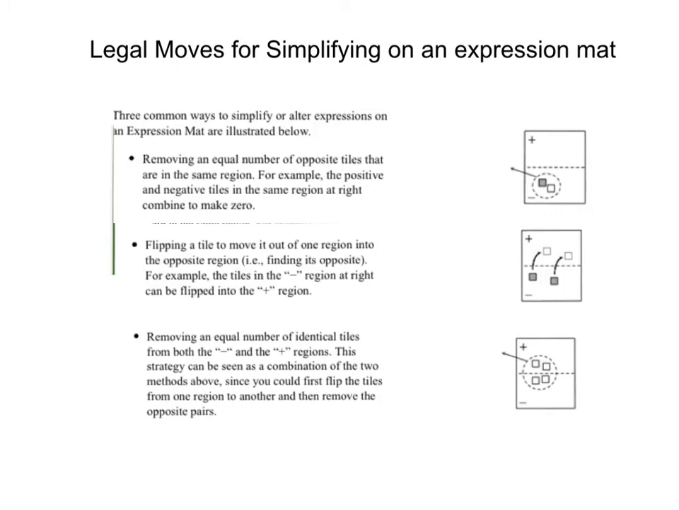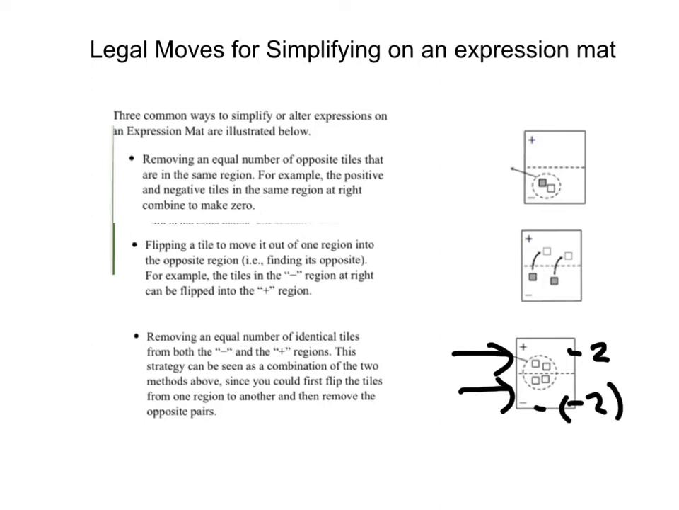The third legal move that we can do is to remove an equal number of identical tiles from the opposite regions. So here I have 2 tiles in the positive region, and I have 2 tiles in the negative region. Those are identical sized tiles, and they're both showing the same color, the same side. So those are unshaded. So actually that shows there's a -2 in the plus region, and this shows there's a -2 in the negative region.